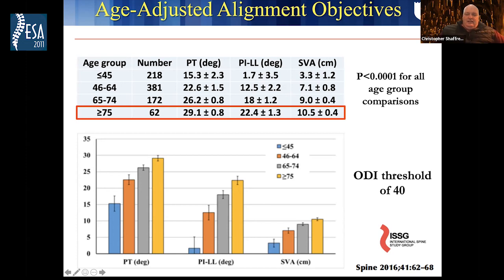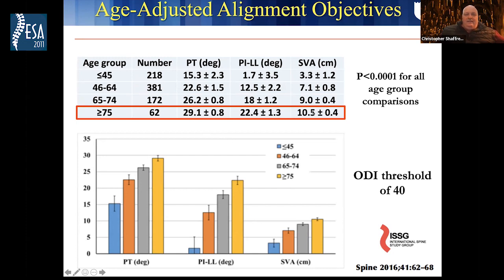That a pelvic incidence lumbar lordosis mismatch of greater than 20 degrees is still probably normal, and an SVA of 10 centimeters is also probably within normal and acceptable ranges. So what we realize is what you want to do to a 40-year-old is distinctly different than what you want to do to an 80-year-old.